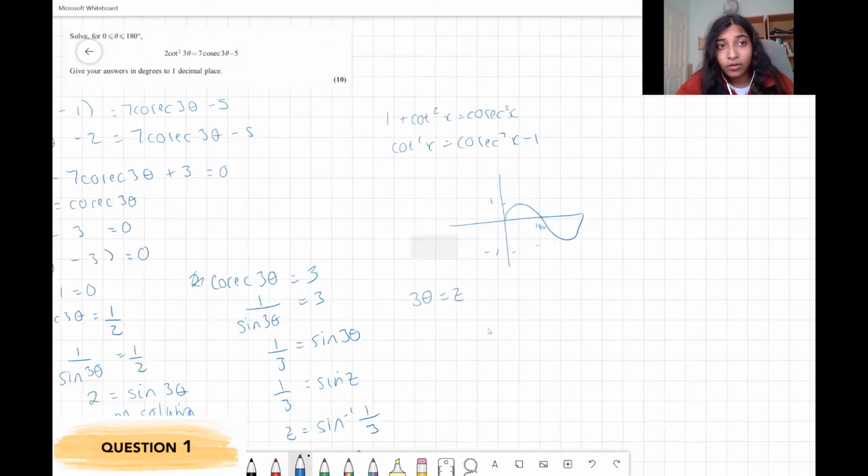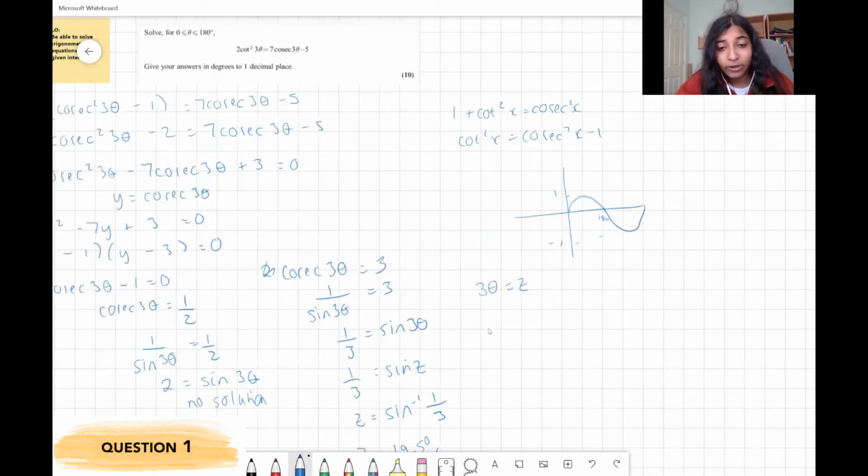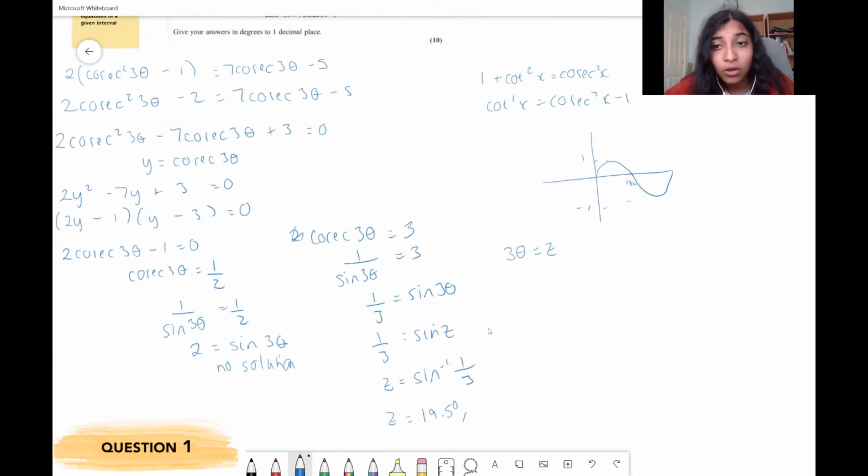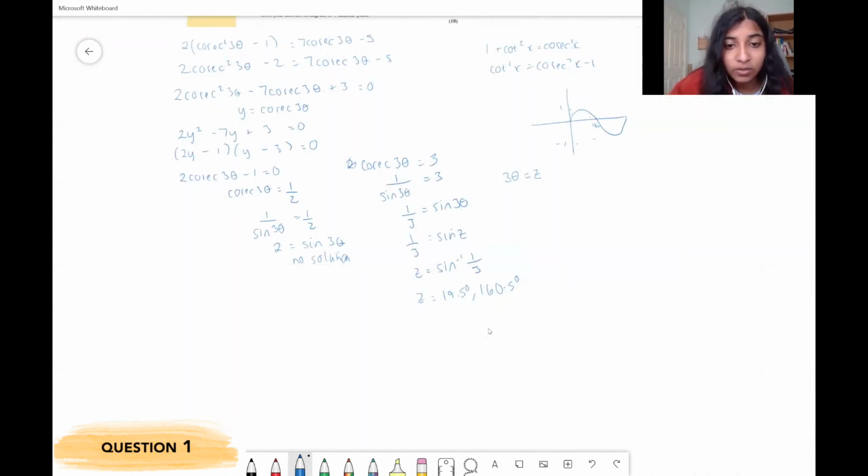And now it's asking between 0 and 180. So you'd have one solution here, and you would also have another solution here. So if you do 180 minus 19.5, you would also have a solution at 160.5 degrees.